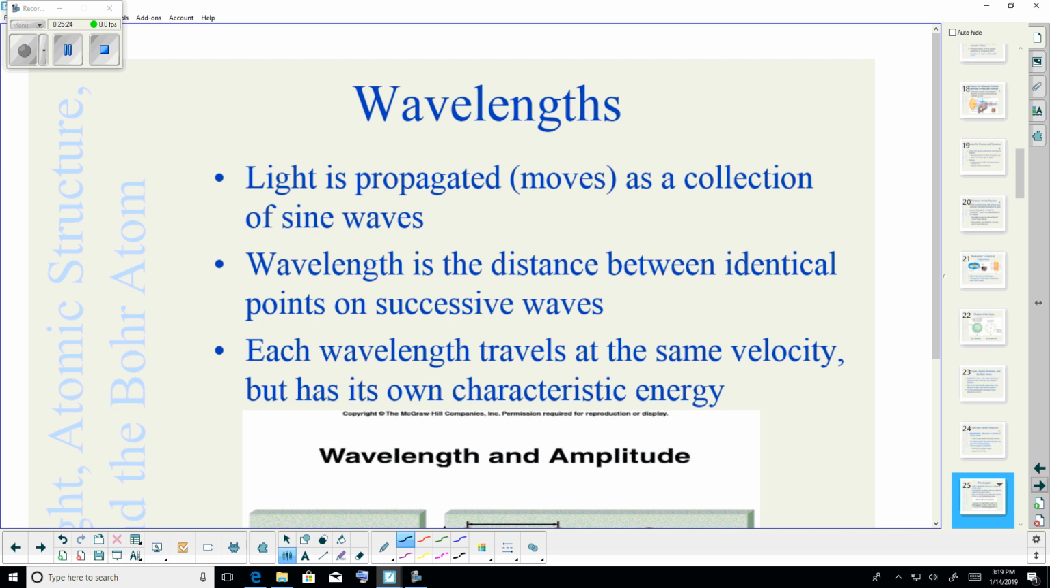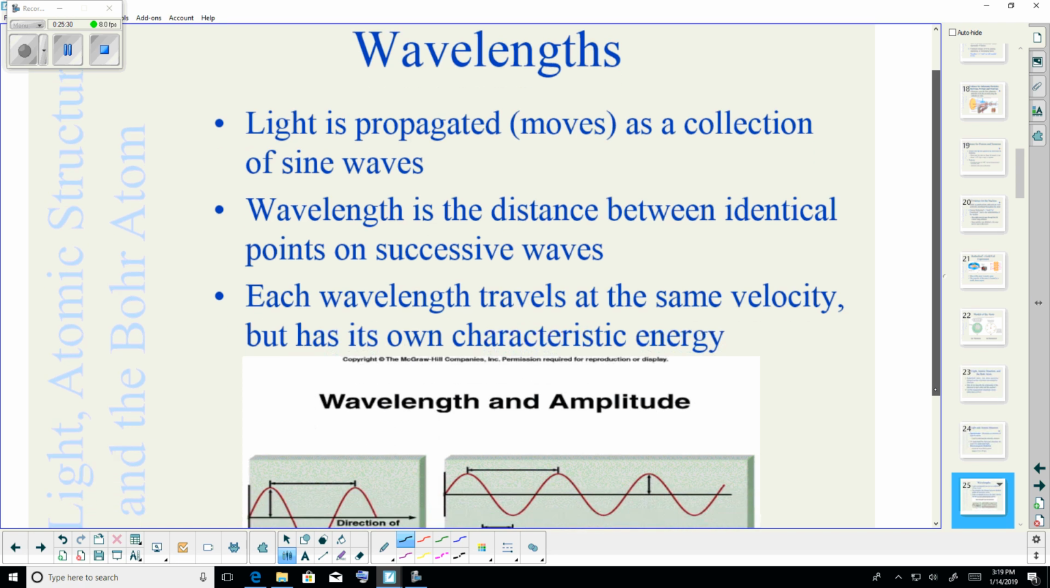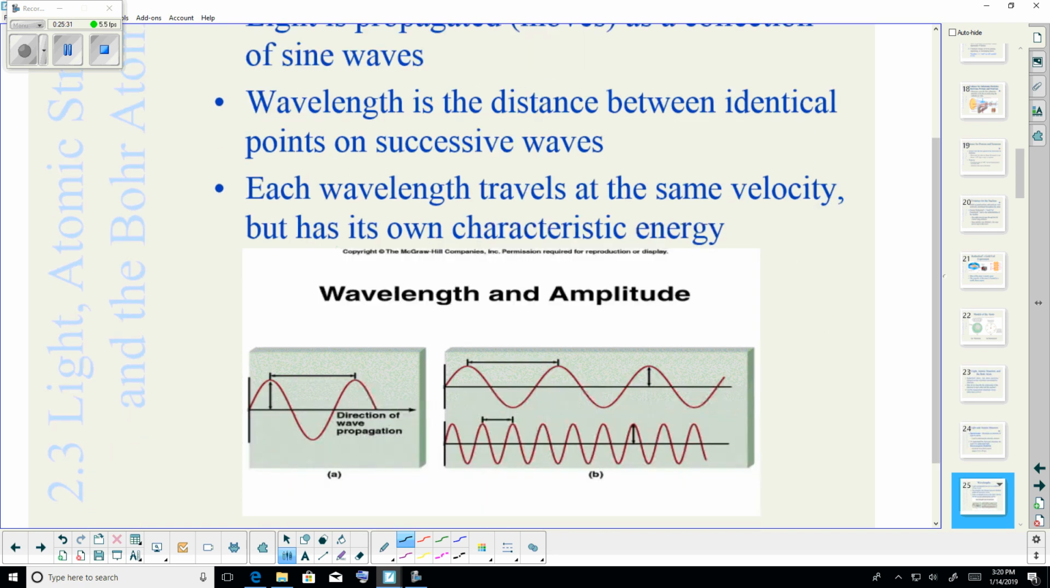Light is propagated, moves as a collection of sine waves. Wavelength is the distance between identical points on successive waves. So here we have a wave moving down this way. It's called propagation. If we measure from peak to peak, that's the wavelength. Each wavelength travels at the same velocity, but it has its own characteristic energy.